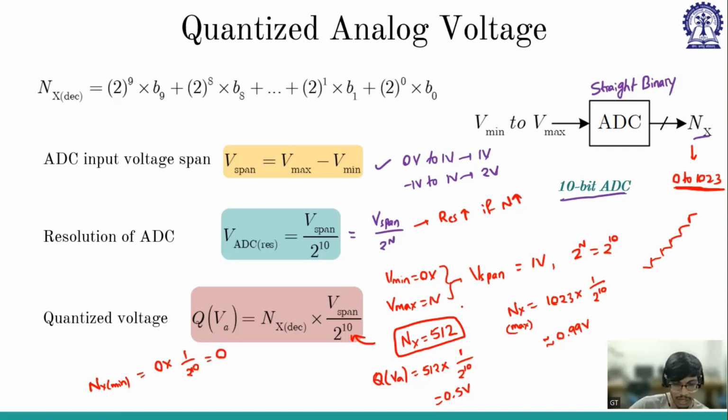Sorry, not NX minimum. So this should be Q of VA max, and this also Q of VA minimum. So Q of VA will change from 0 to 1023 by 2 to the power 10 in the steps of 1 by 2 to the power 10. So there are 1024 steps starting from 0 to 1023 by 2 to the power 10, and each step increment is 1 by 2 to the power 10. So we are just mapping the digital number with the quantized voltage. That's it.